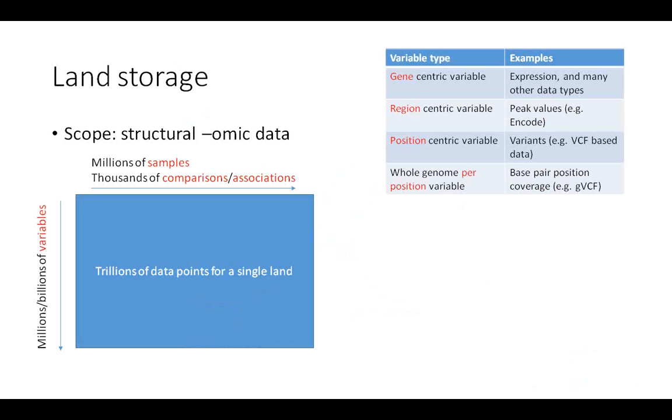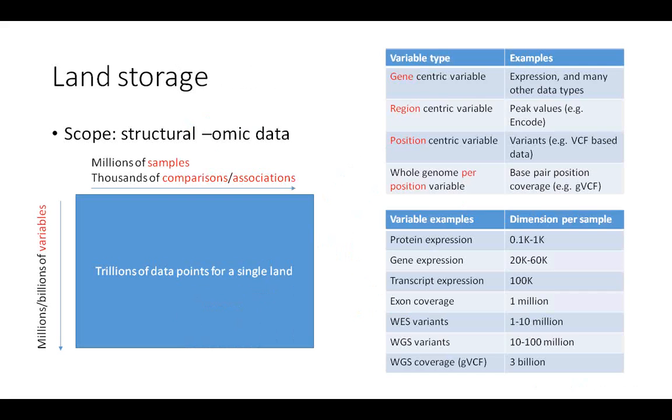So just some examples of these variables. Protein expression could have a dimension from hundreds to thousands. Gene expression will be 20,000 to 60,000. Transcript expression will be probably double or triple that, depending on the gene model. Exon coverage will be another tenfold. Whole exome sequencing, 1 to 10 million. Whole genome sequencing, depending on whether you are doing joint calling or not, will be 10 to 100 million. Eventually, if we store the coverage, that will be 3 billion per sample.